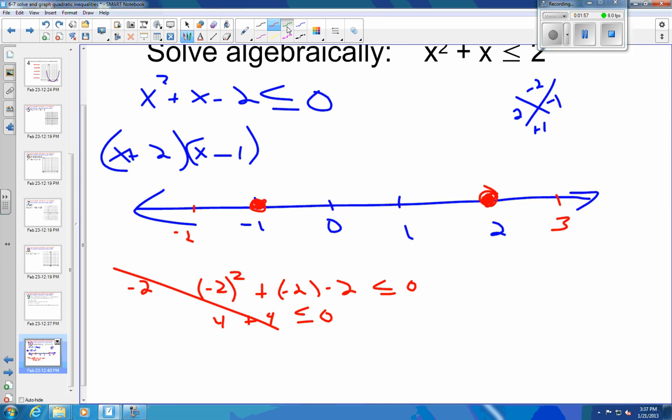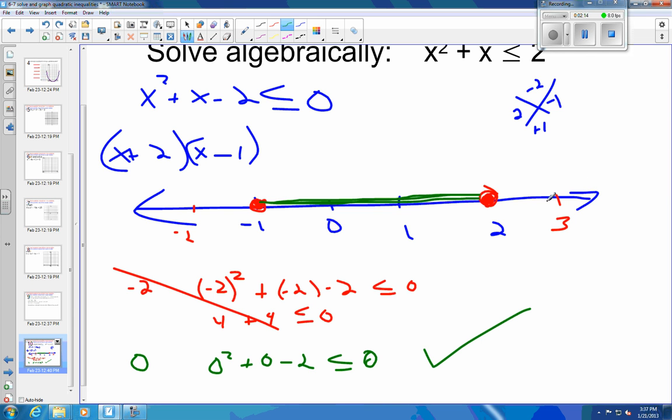Okay, next one. Let's try something here. So 0 is a nice one to try. We'll try 0. So 0 squared plus 0 minus 2, is that less than or equal to 0? And that's true. So I am definitely between the 2.